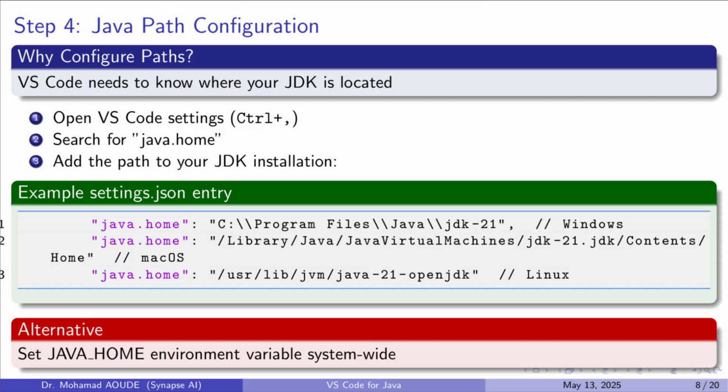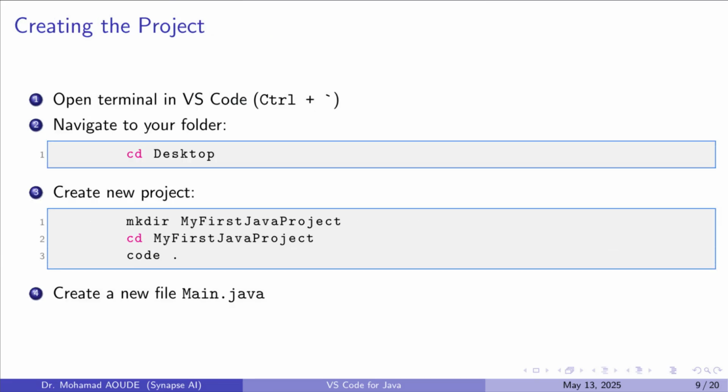Alternatively, you can set the JAVA_HOME environment variable system-wide on your operating system, which many Java applications use to find the JDK. With VS Code, the JDK, and the Java extensions installed and configured, we are ready to create our first project.